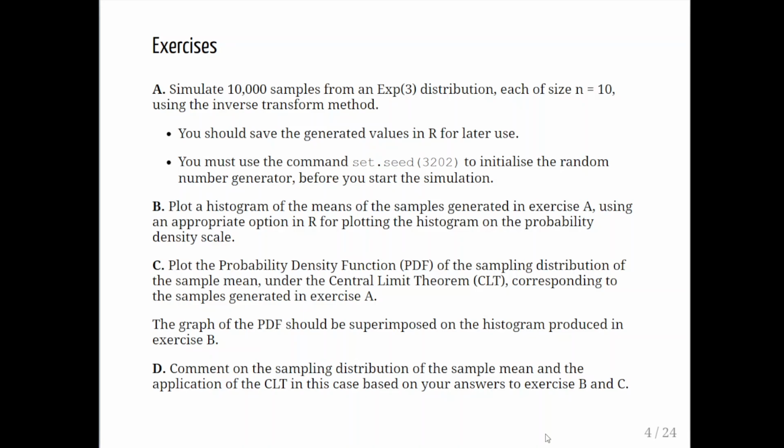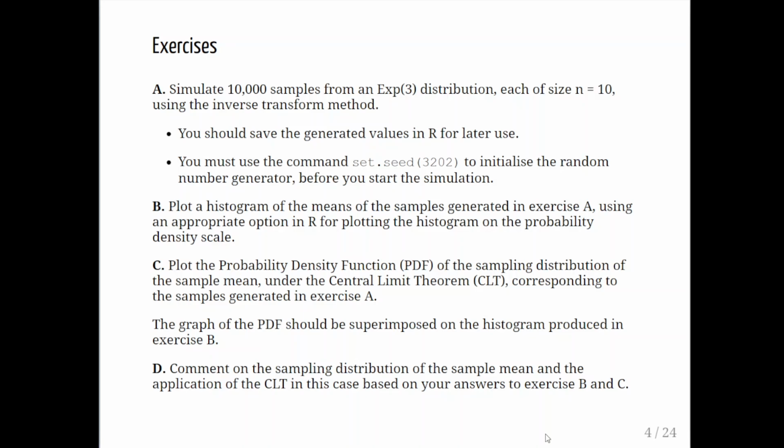So exercise A, simulate 10,000 samples from an exponential distribution with rate parameter 3, each of size n equals 10, using the inverse transform method. Okay. You should save the generated values in R for later use. So we're going to use them successively over the exercises. You must use the command set.seed 3202 to initialize the random number generator before you start the simulation.